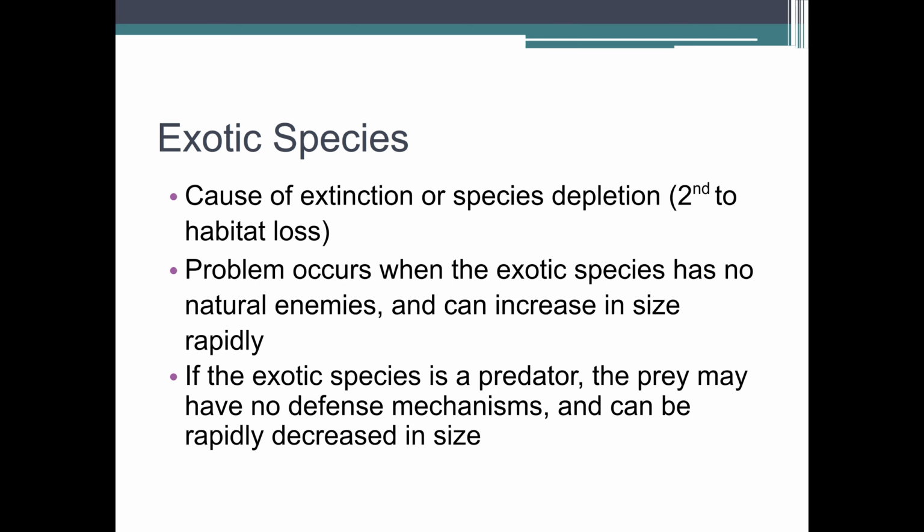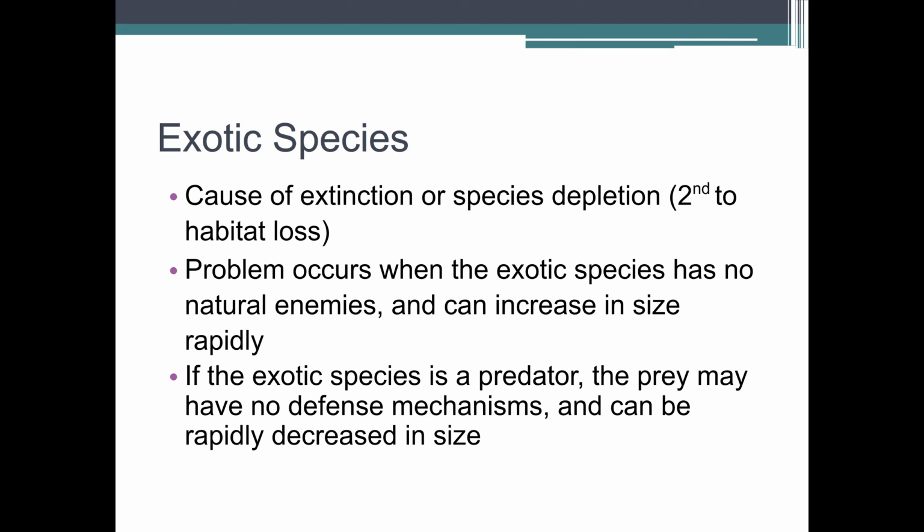Exotic species are one of the leading causes of extinction and species depletion, second only to habitat loss. The problem occurs when an exotic species has no natural enemies. That means there's nothing to kill it and eat it, or to fight for those resources. So those exotic species can continue to increase in size really rapidly because there's nothing killing them off.